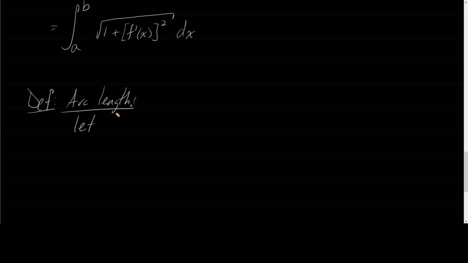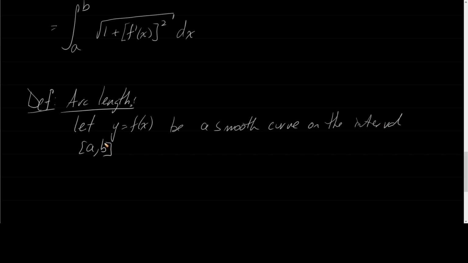If we let our function y equals f of x be a smooth curve on the interval from a to b, the closed interval a to b. All right. Now it's important that it be smooth because if we had corners, then it wouldn't be differentiable, right? We would have cusps, and we know that functions are not differentiable at corners. So it's important that it be smooth.